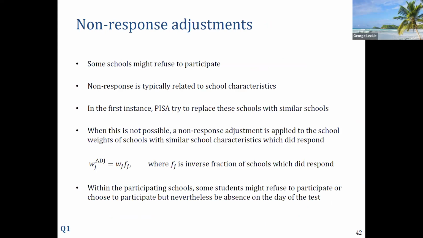Yes, so I said non-response. I've said this as well. There are some adjustments for that at each level of analysis. Also at the school level, it might be that particular school types, free schools in England, might be less inclined to respond, and so we need to have some fix up to the weights. Any questions so far?